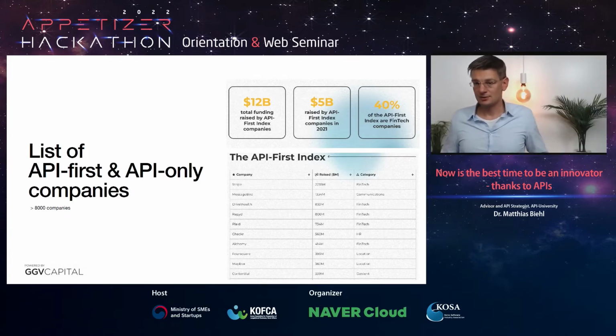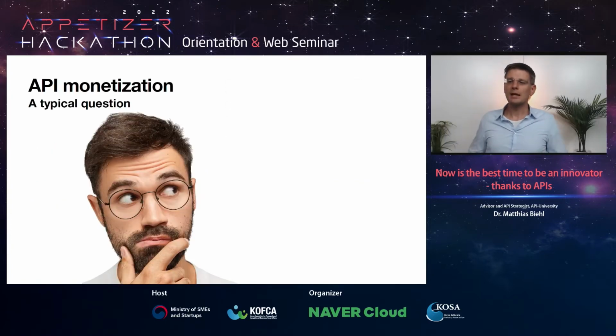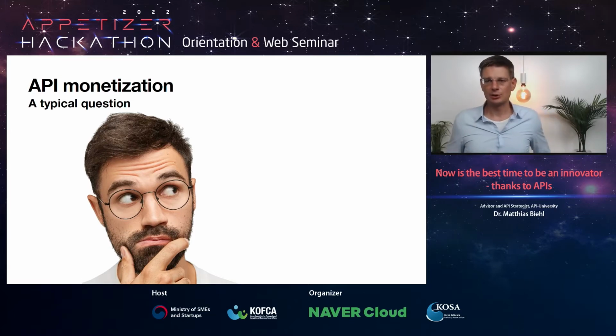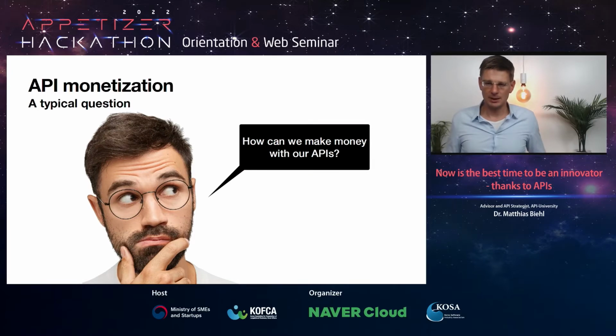And they build lists, and there are long lists of such companies. Now, how do such companies make money? And I will just go over this very quickly. When you are an API first company, how can you make money?